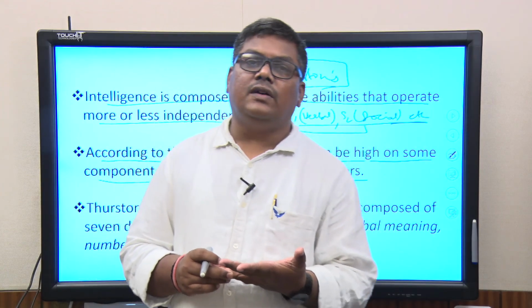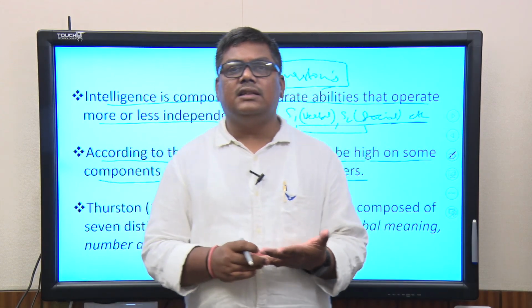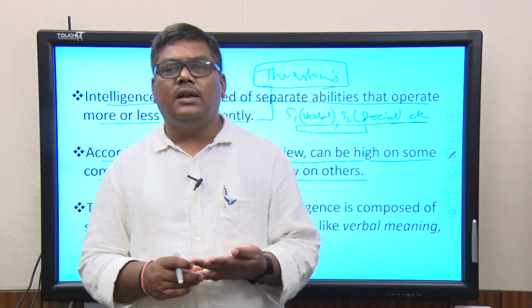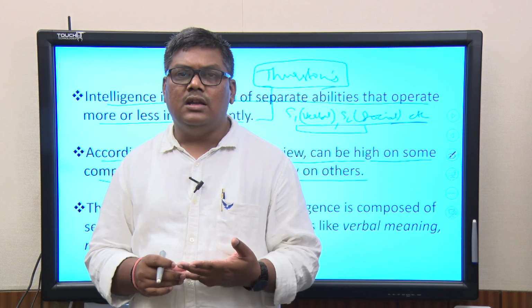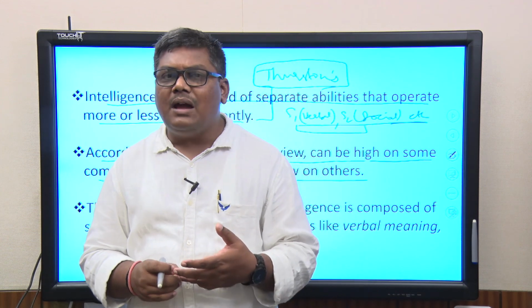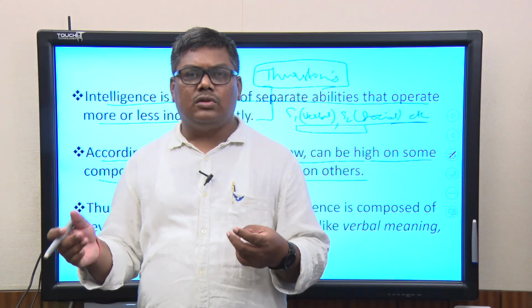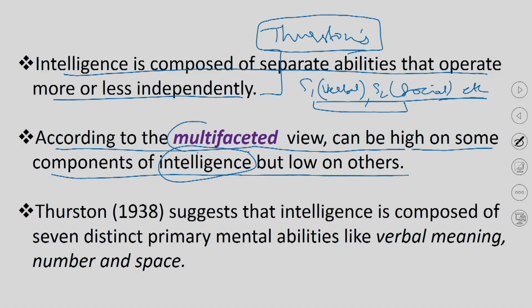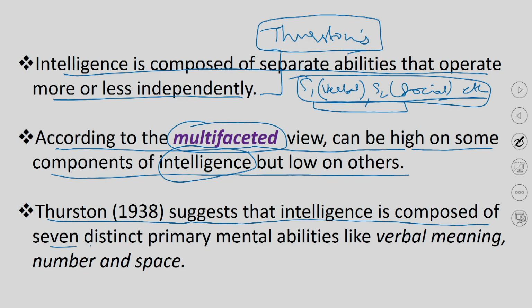Look at the case of Albert Einstein. He was very bad at social skills, not a very good people person, or for that matter look at any academician, they are not very good socially. So, being very high on academic ability somehow predicts that you will be bad on social skills, and this is a feature which is tolerated by the multifaceted view. It believes that intelligence, since it is composed of so many parts or systems combined together, one can be high on one component and low on another component. Thurston in 1939 suggests that intelligence is composed of 7 distinct primary mental abilities like verbal meaning, number and space.